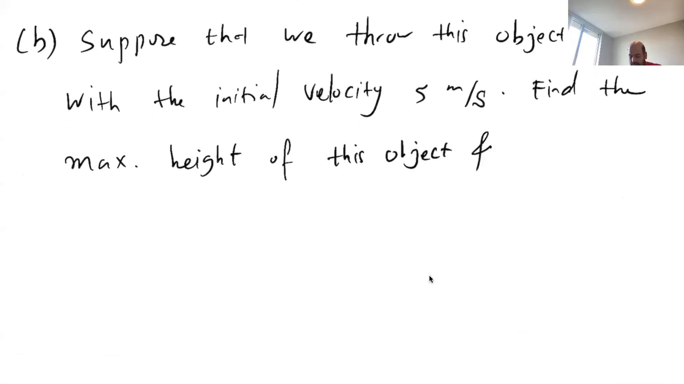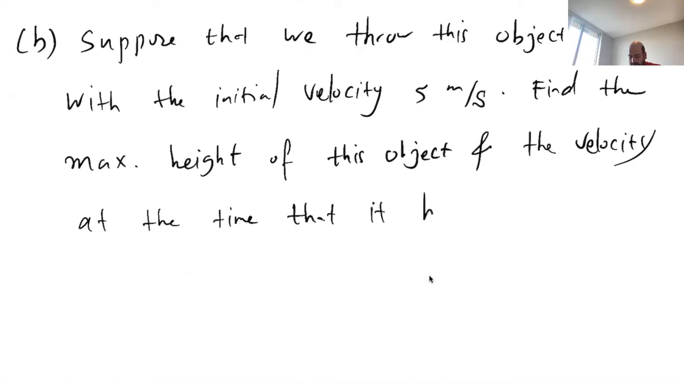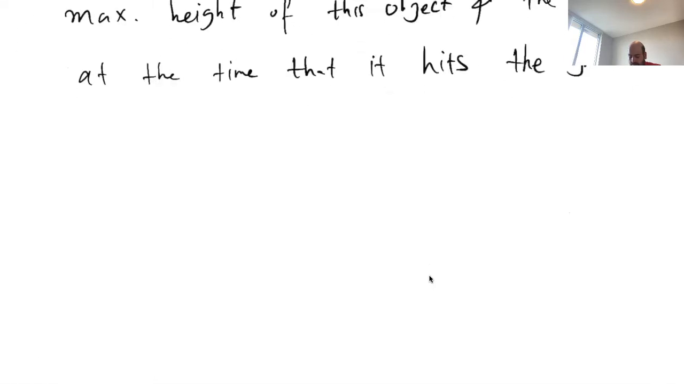And again, find the maximum height of this object and the velocity at the time that it hits the ground. Okay, so again, we have 20 meters here. This is the ground. This is 20 meters.